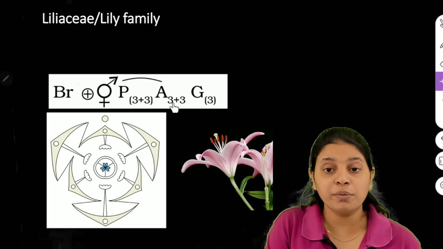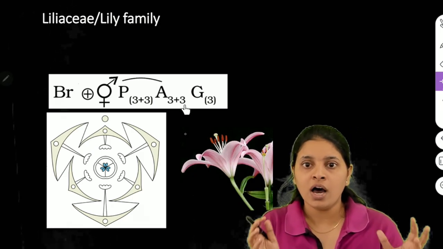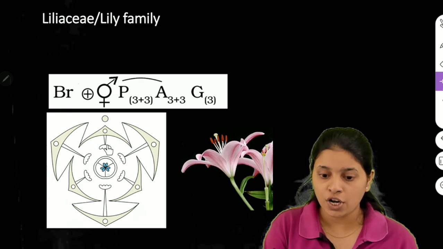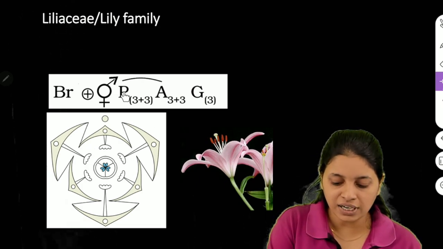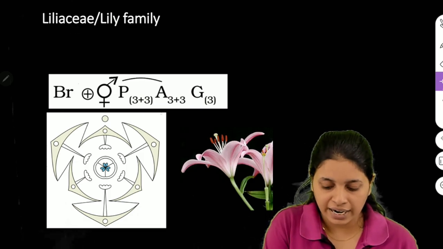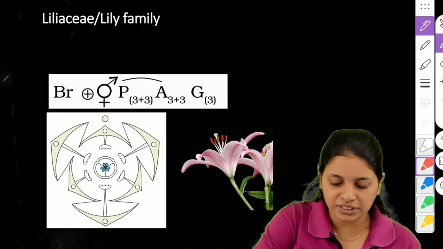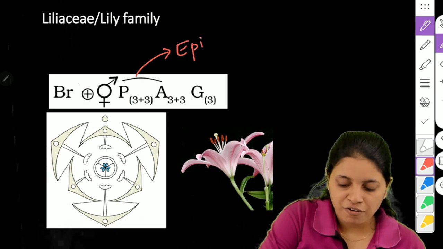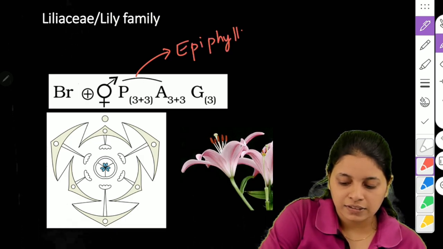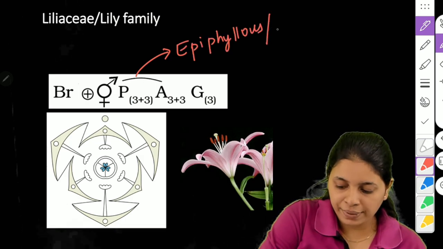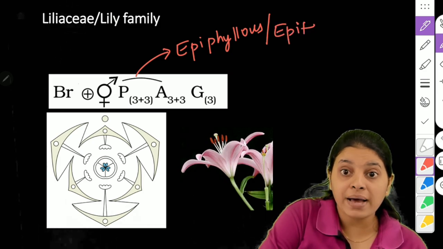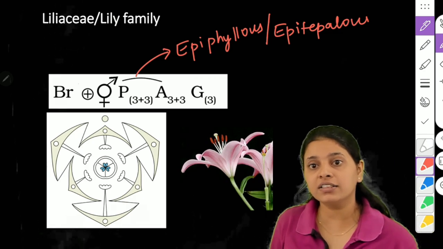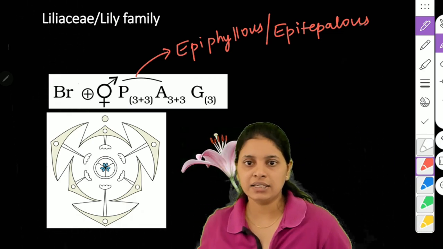So A, 3 plus 3, there is no fusion in between the stamens, but there is fusion of stamens with the tepals or the perianth, and hence this is another important character of Liliaceae, that is epiphyllous or epitepalous condition. Epiphyllous or epitepalous condition.